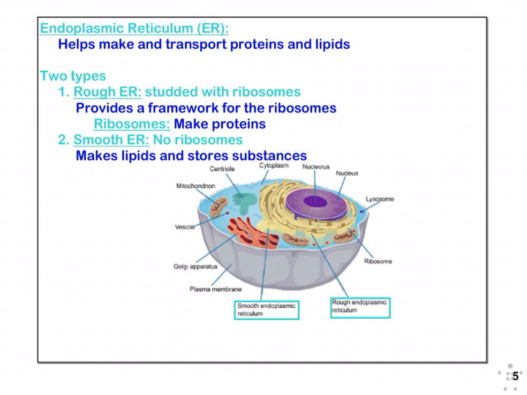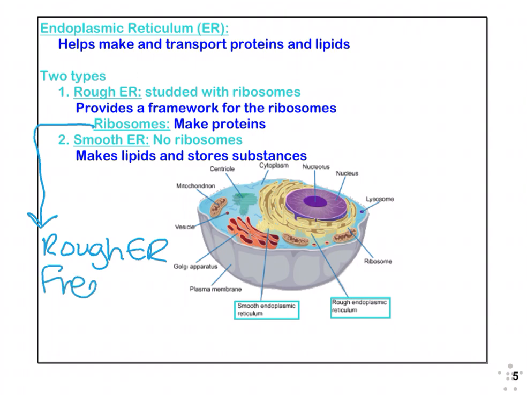The endoplasmic reticulum, we abbreviate that as the ER, and there are two types. They both help make and transport either proteins or lipids. The rough ER is studded with ribosomes, so it looks rough and bumpy. This is a place for the ribosomes to sit, and the ribosomes then, their job is to make proteins. So ribosomes will either be found on the rough ER, or they can be free floating.